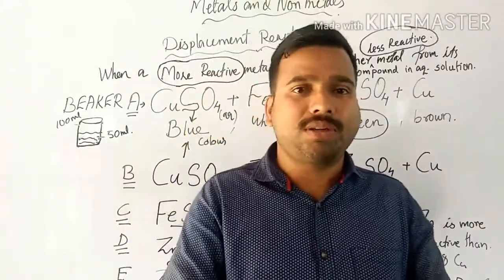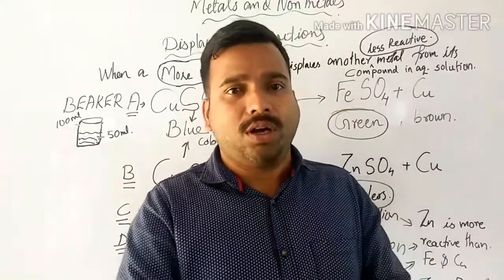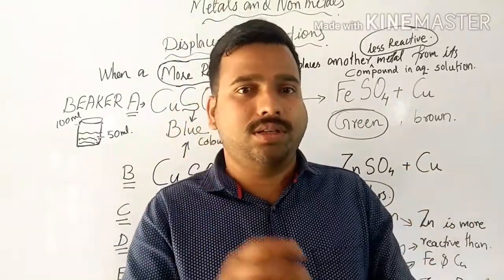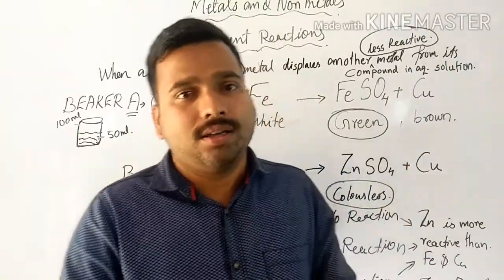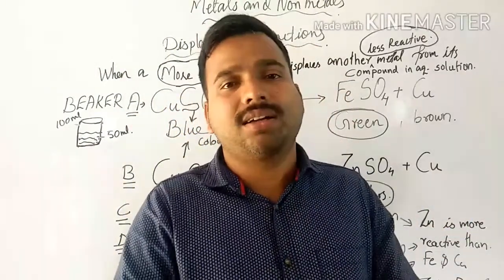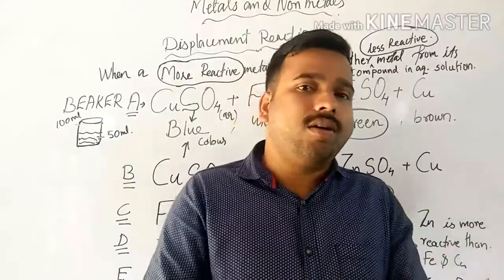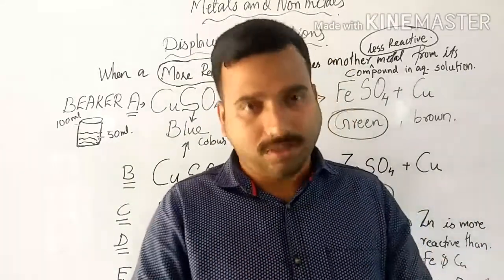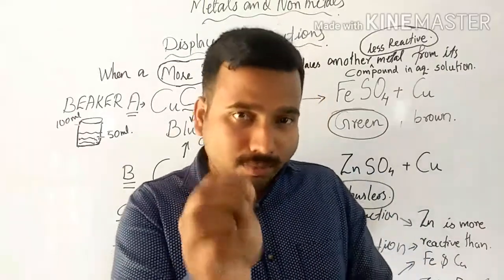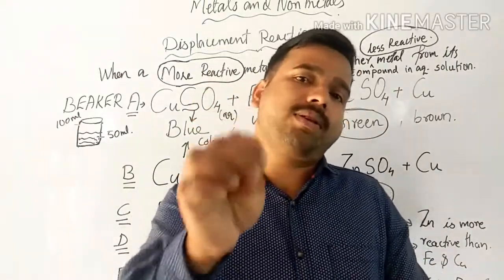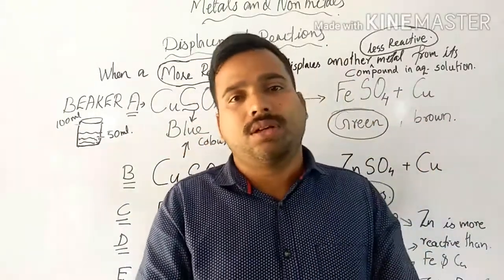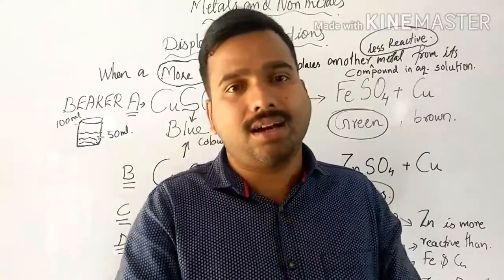So what is the color of copper sulfate solution? Some of you may know. The color of copper sulfate solution is blue. So when you place an iron nail, which is of somewhat silvery gray color, after a long time, what will you observe? The blue copper sulfate solution slowly changes into a somewhat light green color.